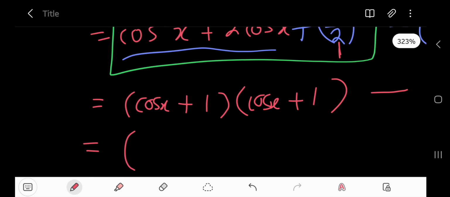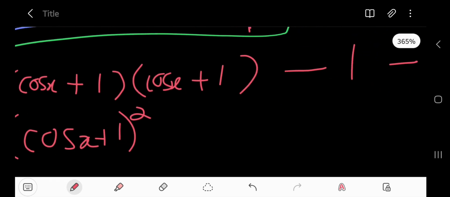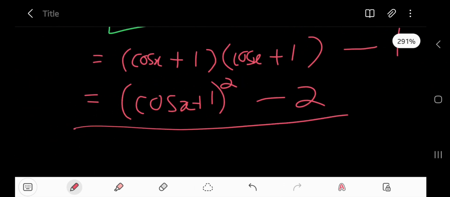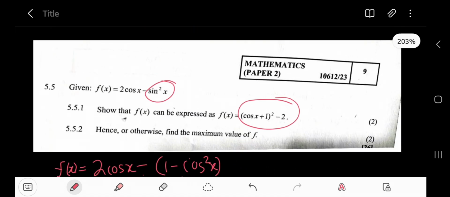So now this is the exact same thing as cos x plus 1 all squared, because it's the same thing multiplied by itself, minus 2, which is how they wanted us to write it. So now let's move on to the last question.